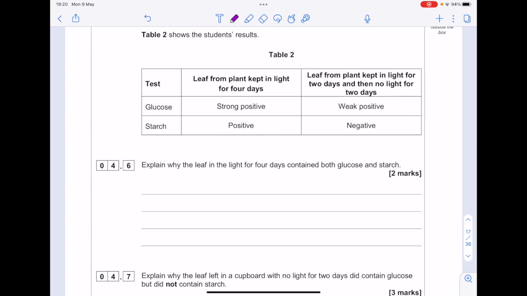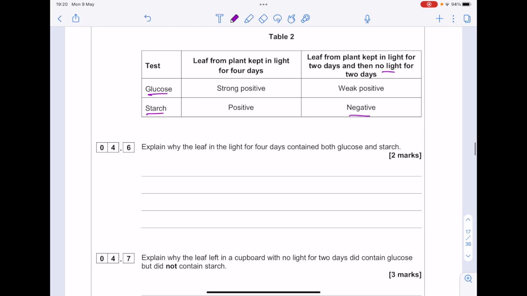Table 2 shows the students' results. So, leaf from the plant kept in the light for 4 days. You're positive for both glucose and starch. Leaf from the plant kept in the light for 2 days and then no light, we're negative for starch. Explain why the leaf in the light for 4 days contained both starch and glucose.